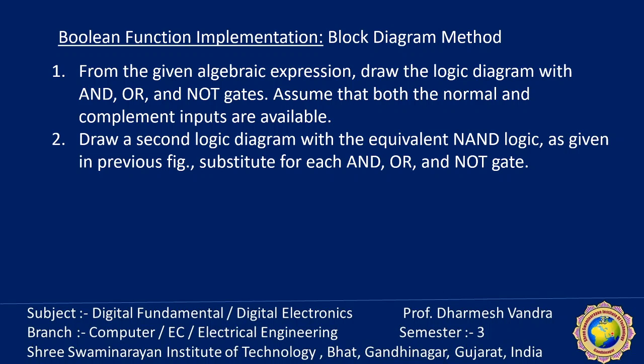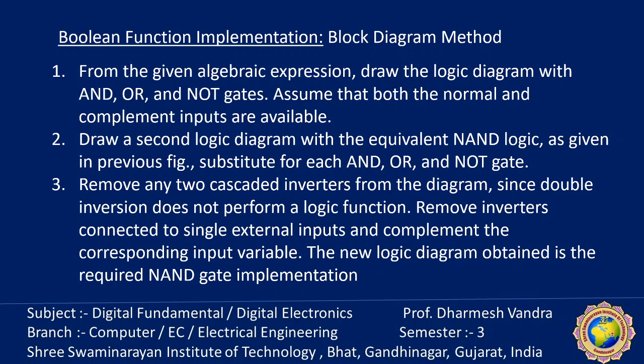Then we have to draw the second diagram, with the equivalent NAND gates as per the previous figure, so that we can design AND, OR or NOT functions with the help of NAND gates. Then remove the cascading bubbles. Remove any two cascaded inverters from the diagram since double inversion does not perform a logical function. How? Because if I have any input x, first it is x dash, and then if it is inverted again it becomes x. So there is no meaning to these two gates. We can remove them by cancelling out.